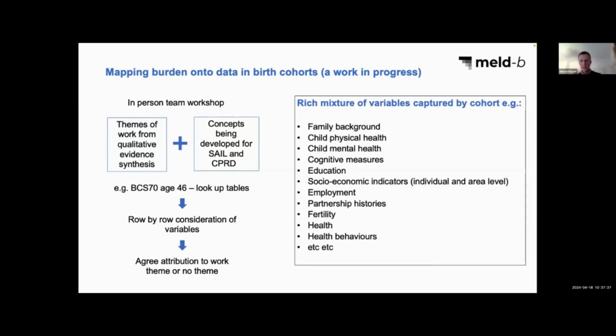And there's a really rich mixture of variables captured, as I say, within the birth cohort. So here's some examples on the right hand. So you can imagine the complexity of trying to do that. And later on, what we're hoping to do is to then look at overlaps between the burden expressed within the birth cohorts and the burden, the themes of work expressed within electronic health records. So it's very complex, as I say. I'm going to hand over to Nisreen now to carry on talking about the early life aspects.